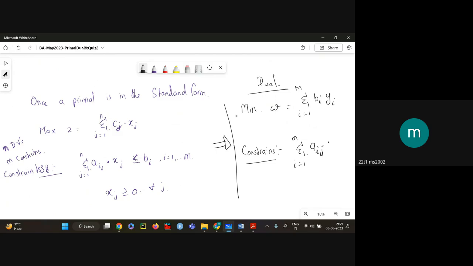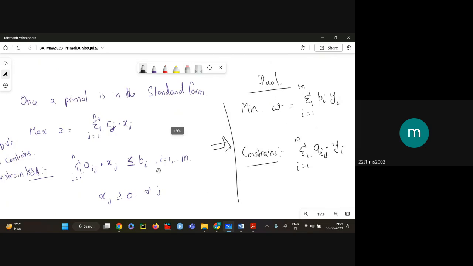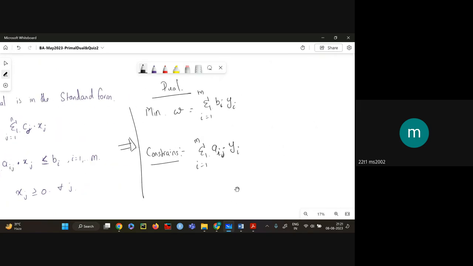Instead of xj, I would substitute it with a yi. And wherever there is a bi, I would substitute it with a cj. And I would write j is equal to 1 to n. And obviously, yi is going to be greater than or equal to 0 for all i. So what has happened? I would have i decision variables, with i from 1 to m, so I would have m decision variables and n constraints.